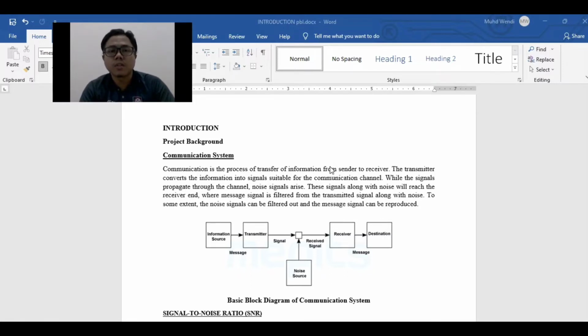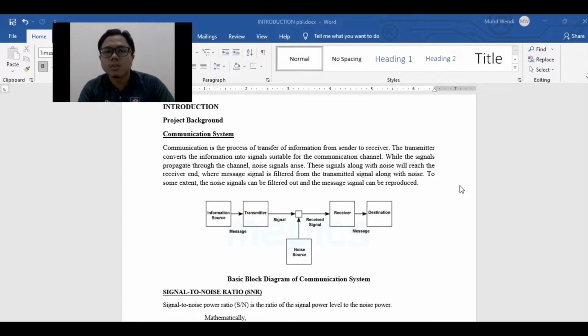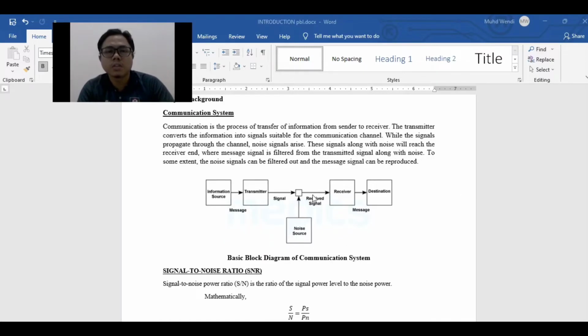Communication is the process of transferring information from sender to receiver. The transmitter converts the information into a signal suitable for the communication channel, while the signals propagate through the channel. Noise signal arises. The signal along with noise will reach the receiver end, where the message signal is filtered from the transmitted signal along with noise. To some extent, the noise signal can be filtered out and the message signal can be reproduced. So this is the basic block diagram of a communication system.